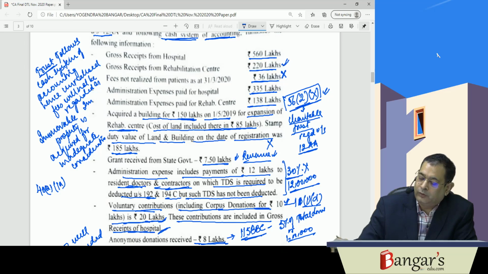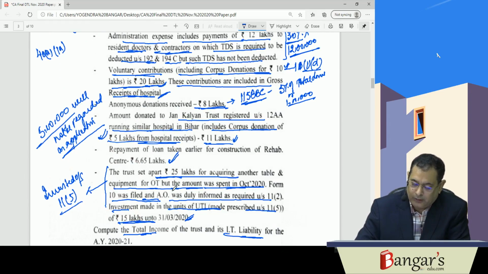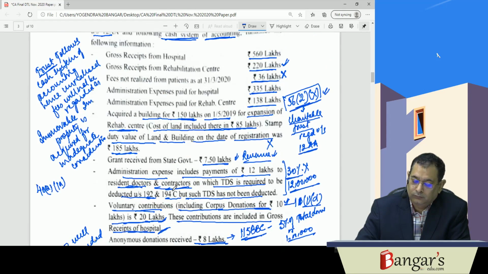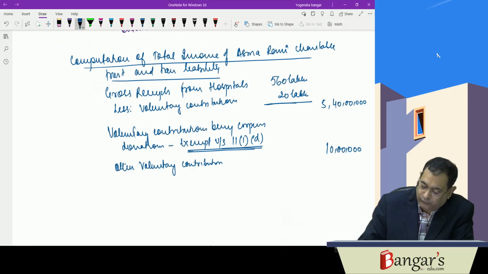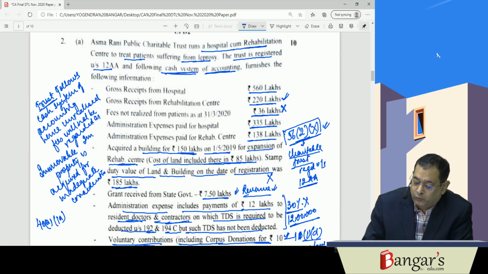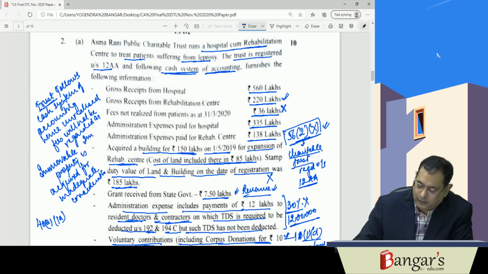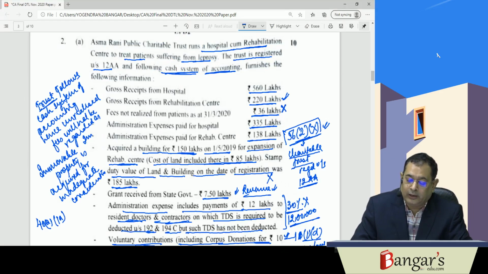Then gross receipts from rehabilitation center. Nothing about the rehabilitation center has been provided. Gross receipts from rehabilitation center. Okay. 220 lakhs, 2 crore 20 lakhs. Then next is fees not realized from patients.